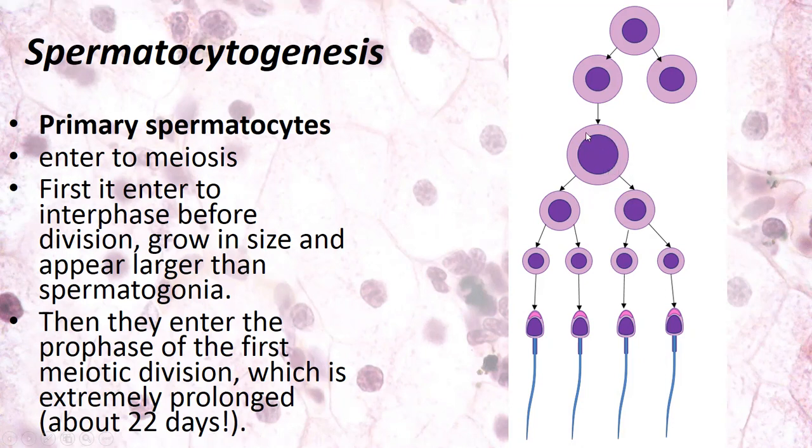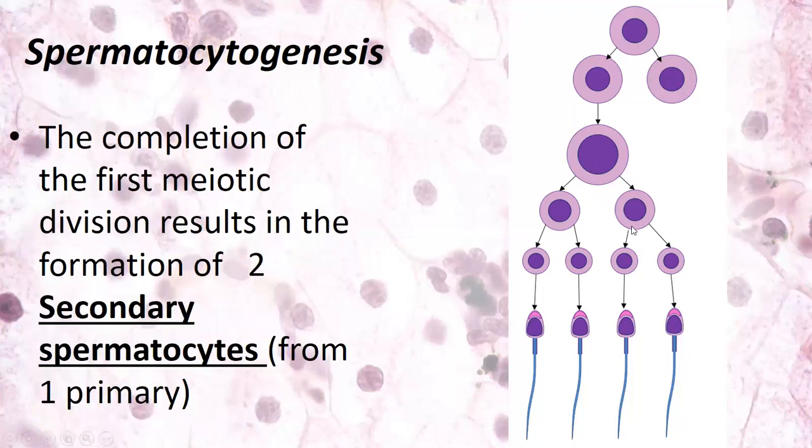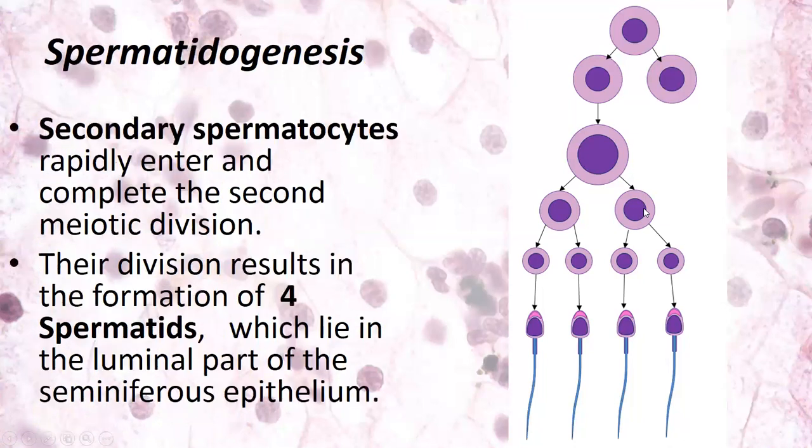So they enter the prophase of the first meiotic division, and after this it continues, and the first meiotic division results in the formation of 2 secondary spermatocytes. From one primary spermatocyte, there are 2 secondary spermatocytes. So the completion of the first meiotic division results in the formation of 2 secondary spermatocytes, and we can see them. It's called spermatocytogenesis, formation of primary and secondary spermatocytes.